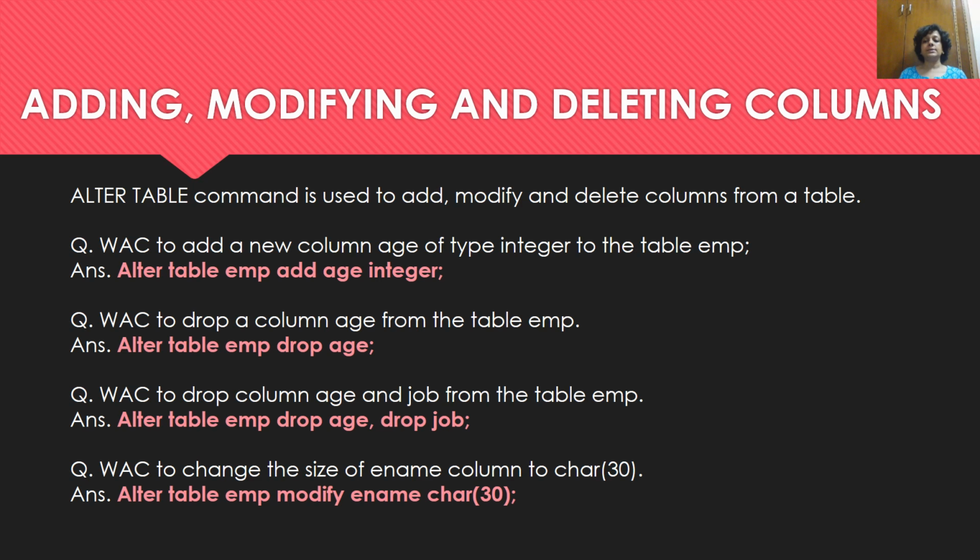Adding, modifying and deleting columns. The ALTER TABLE command is used to add, modify and delete columns from a table. To add a new column age of type integer to the table M, the command would be: ALTER TABLE M ADD age INTEGER. To drop a column age from the table M, the command would be: ALTER TABLE M DROP age. To drop columns age and job from the table M, the command would be: ALTER TABLE M DROP age, DROP job.